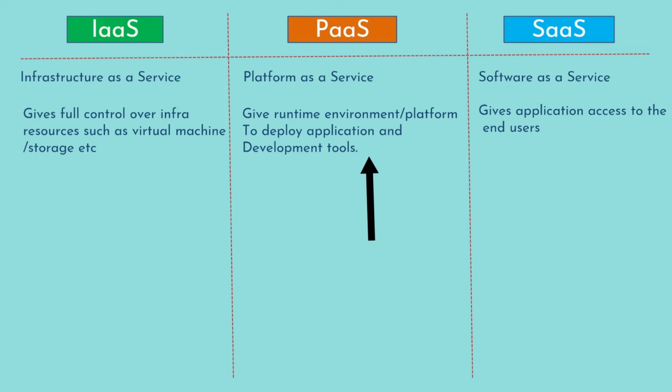But in PaaS, they will provide you a runtime environment and a platform to deploy your application and development tools. You do not get access to the underlying operating system. You get access to their environment in which you can deploy your application and start using it. In SaaS, they would provide you the application that you can consume directly as an end user. So these are software applications that are hosted on cloud and run by the cloud provider. You just use them as the user.